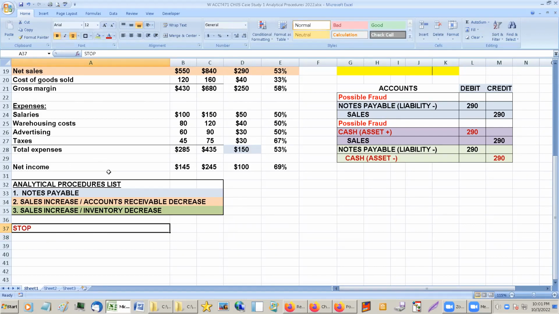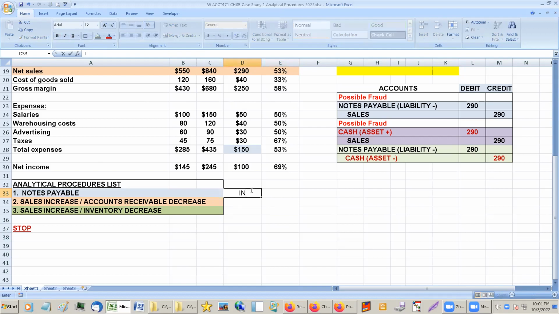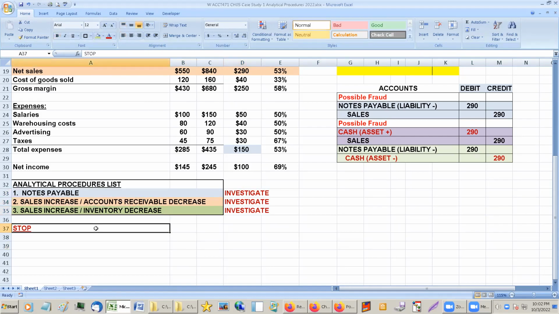So these are, again, things you'd have to investigate, each one of these, to see if they were actually wrong. And there is a possibility that they're okay, but they certainly are strange enough that you would definitely want to investigate. And that's where you'd start, with these analytical procedures. Okay.